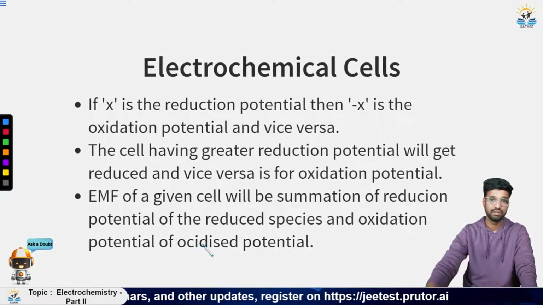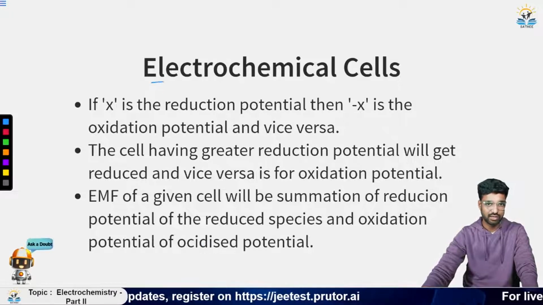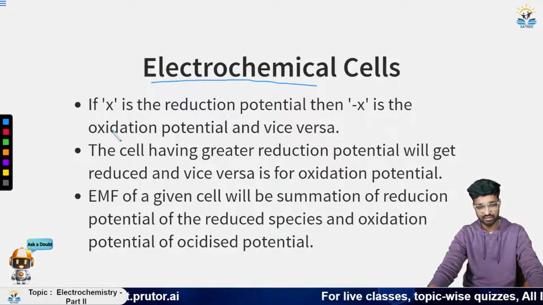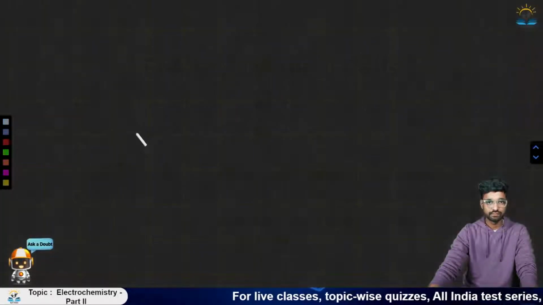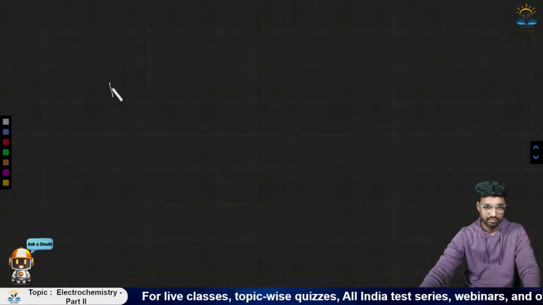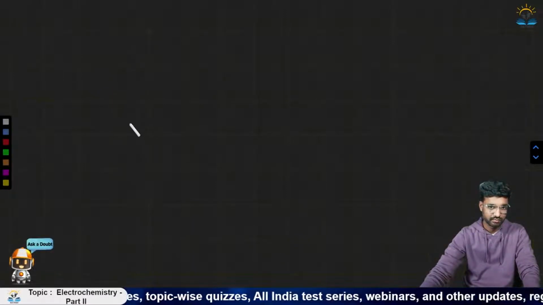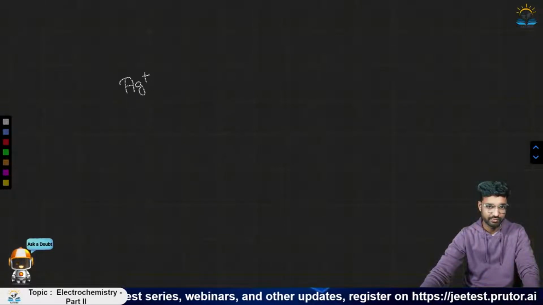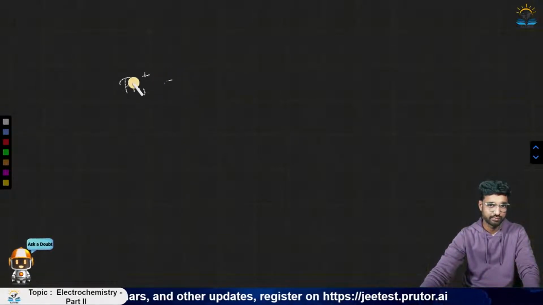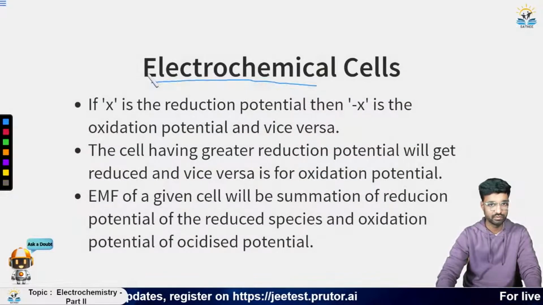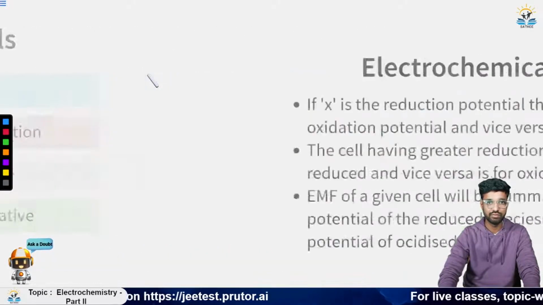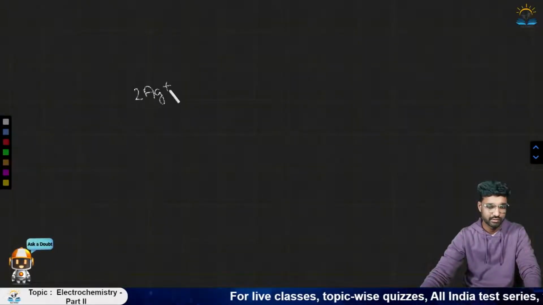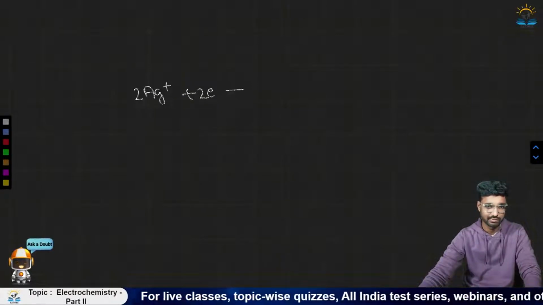Now some of the points related to reduction potential. So what is reduction potential? First let me define that. Say we were seeing some half redox reaction, that is, Ag+ is going to Ag. So we have this reaction here, Ag+ is going to Ag.